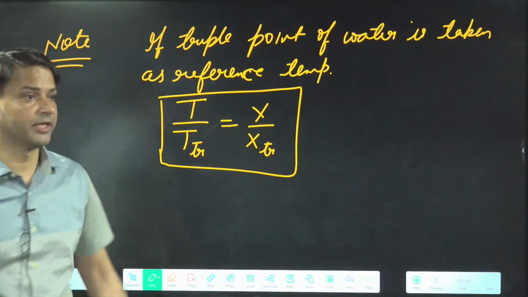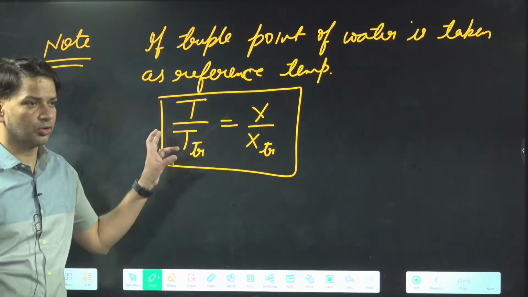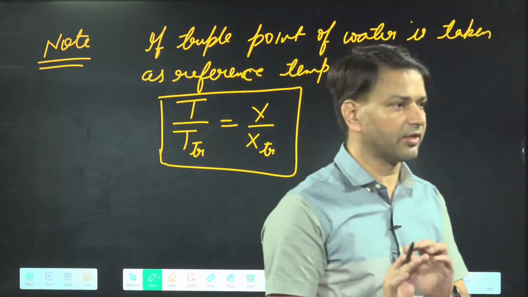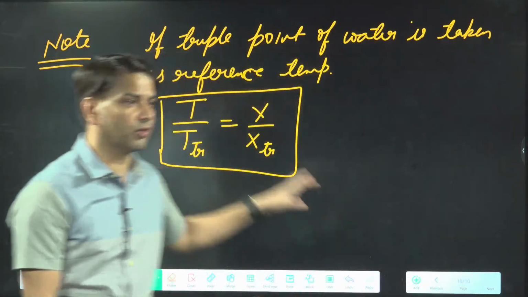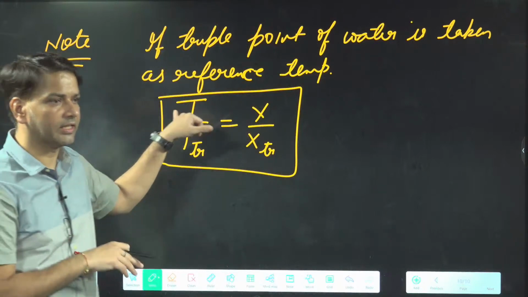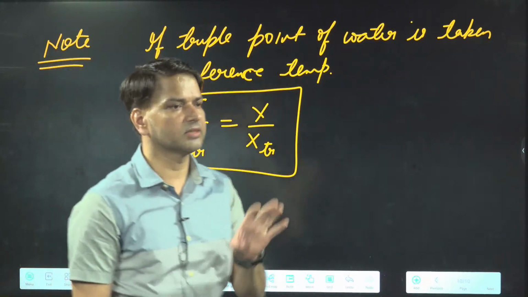I'll explain what is the meaning of X and what is the meaning of XTR. Here, this relation we have to use when they are saying the triple point they are taking as a reference. So what is the meaning of X? What is the meaning of T here? At any temperature T, this X is the thermometric property.